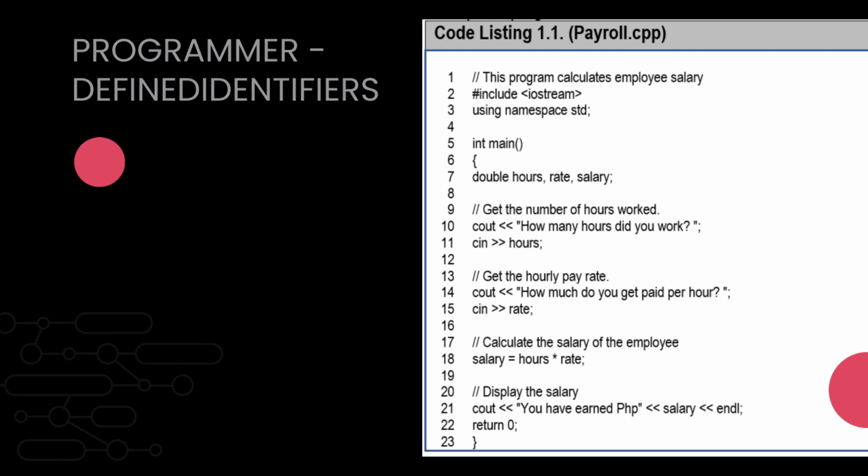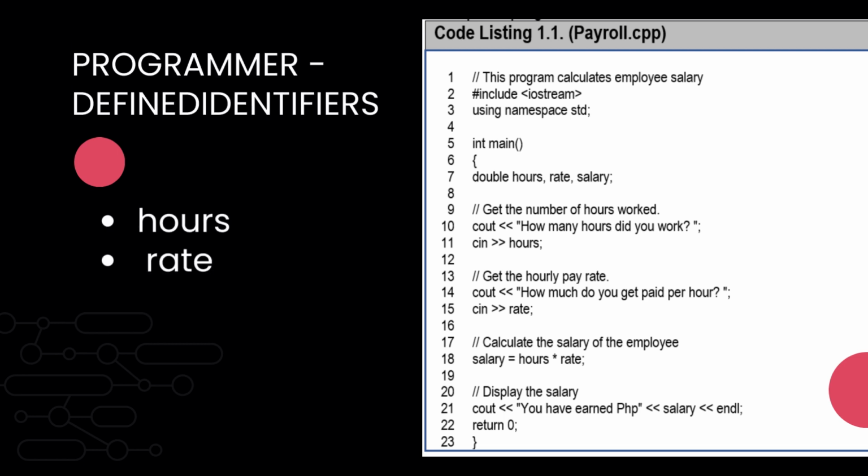Programmer-defined identifiers. The words hours, rate, and salary that appear in the program on lines 7, 11, 15, 18, and 21 are programmer-defined identifiers. They are not part of the C++ language, but rather are names made up by the programmer, and these are the names of variables.